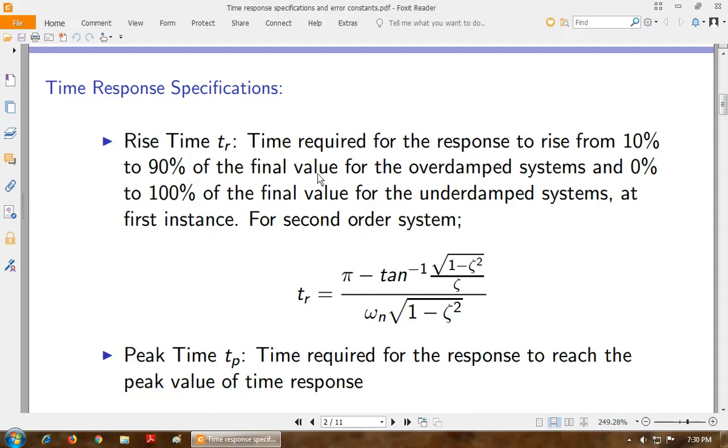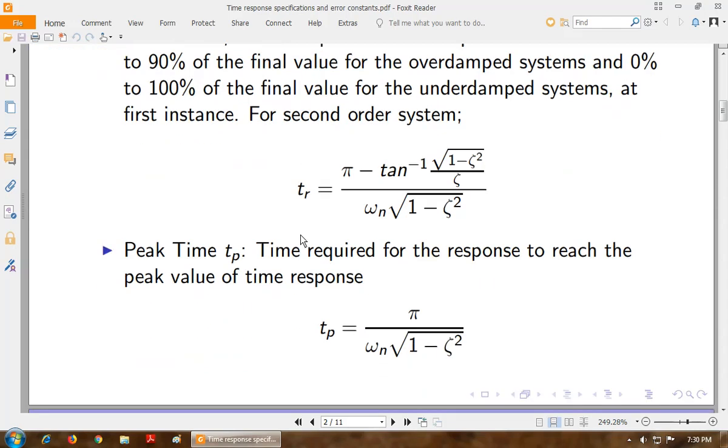Now the mathematical expression for this is TR equals pi minus tan inverse of under root 1 minus zeta square divided by zeta, all divided by omega d, which is also called the damped natural frequency. This is the combination omega n into under root 1 minus zeta square. So, as in the earlier case, first substitute the system zeta and omega n values, and calculate TR.